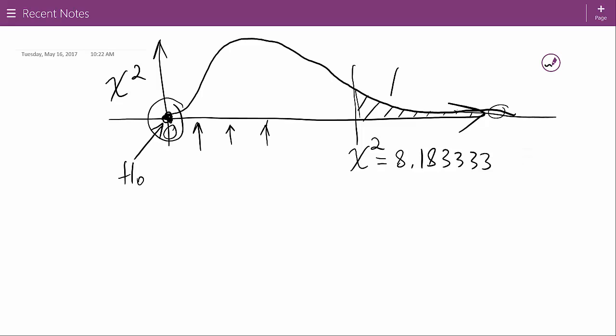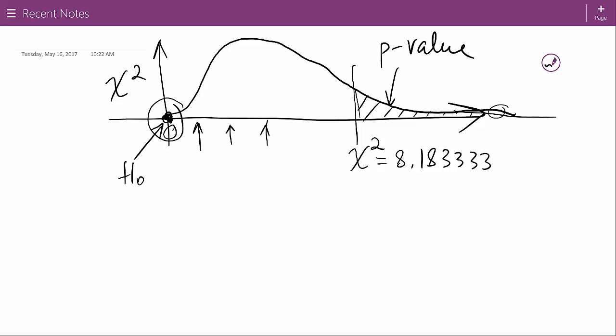So here is your p-value. Essentially, what I need to do now, ladies and gentlemen, is to find the area in the right tail of the chi-squared distribution, and I'm good to go. After that, it's business as usual. Here's your p-value, here's your significance level. Do you keep the null or do you reject the null?